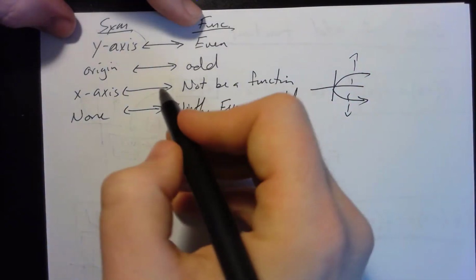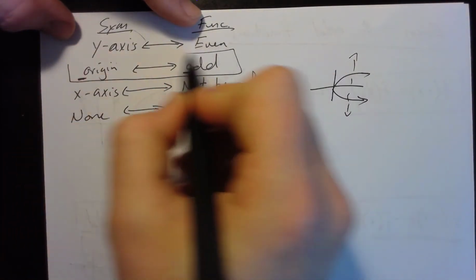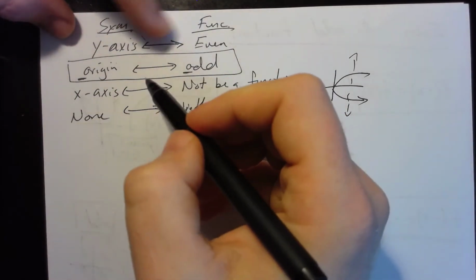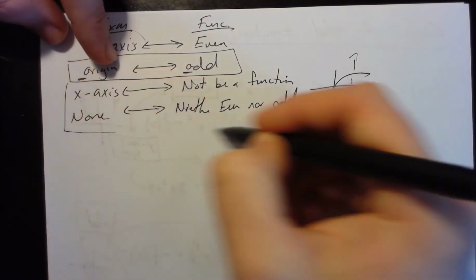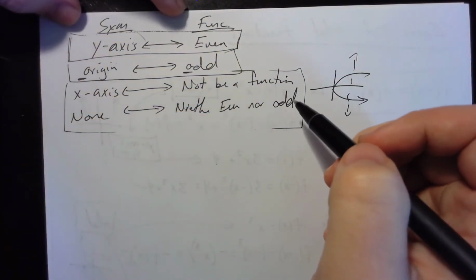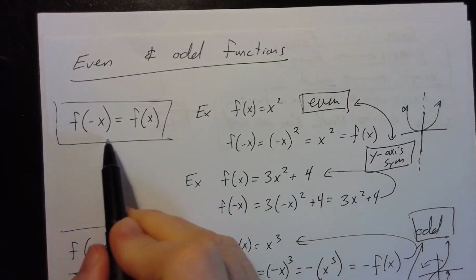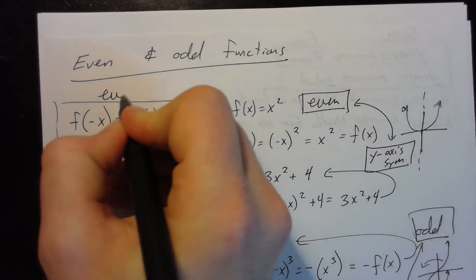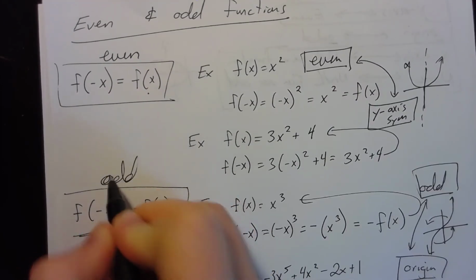So the way to remember is notice that odd starts with an O and origin starts with an O. So odd and origin go hand in hand. That leaves me to say, well, x-axis symmetry doesn't ever make a function, so those two have to be grouped together. And then finally, y-axis then is left to be an even function. So those are your three little reminders to not forget how we can correspond. And again, the biggest detail is the fact that f of negative x has to be equal to f of x for an even function, and f of negative x has to equal negative f of x for an odd function.